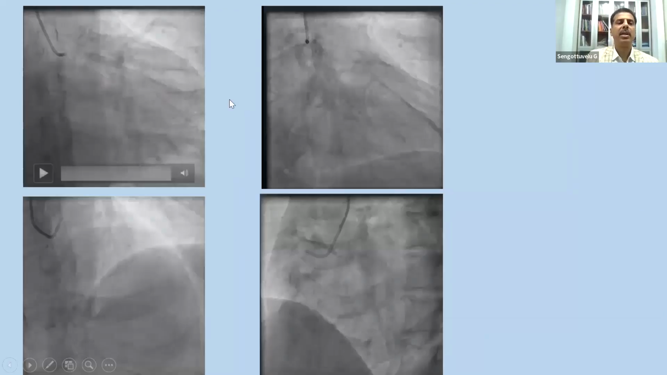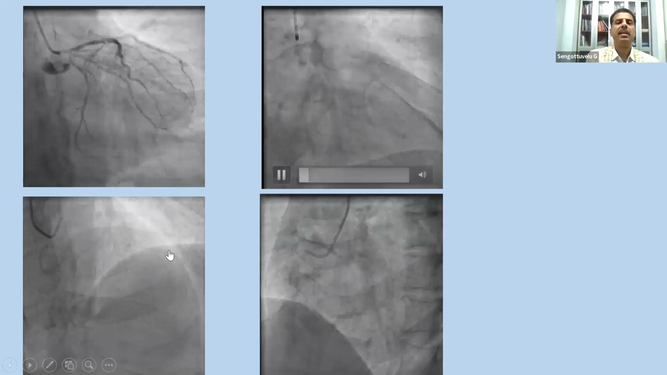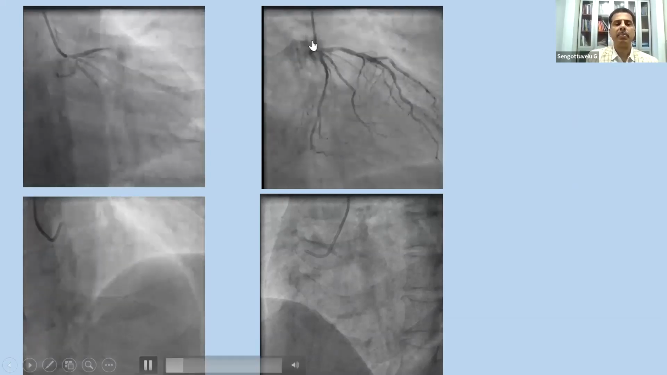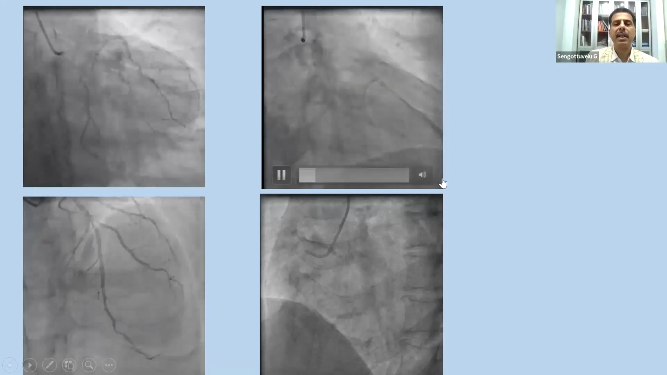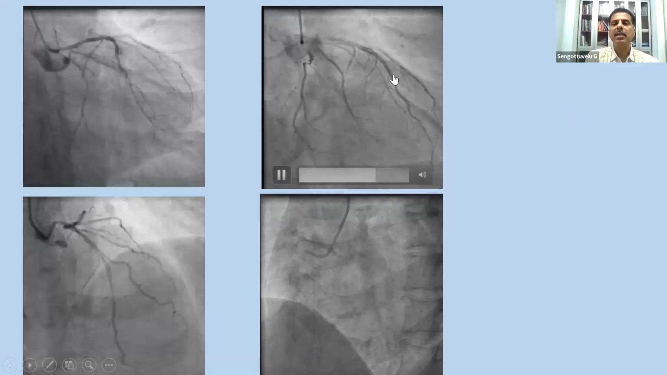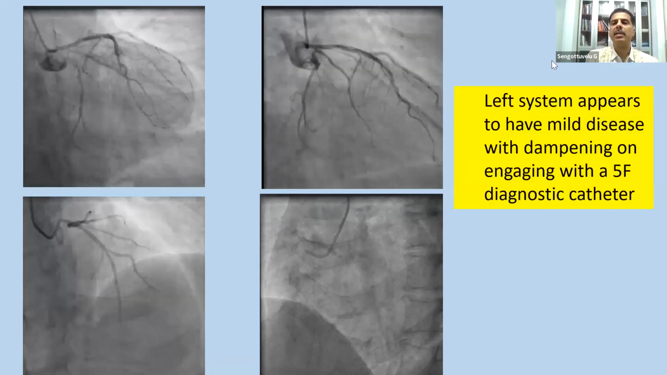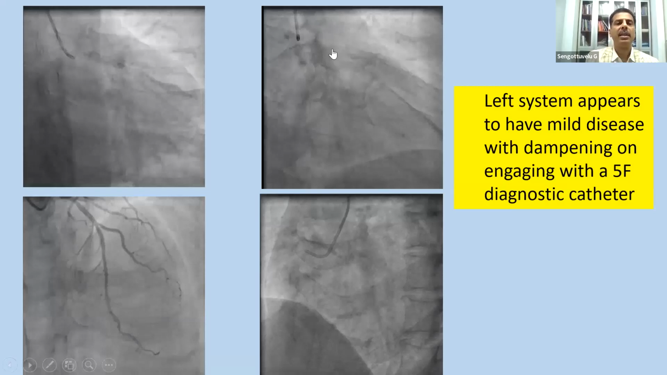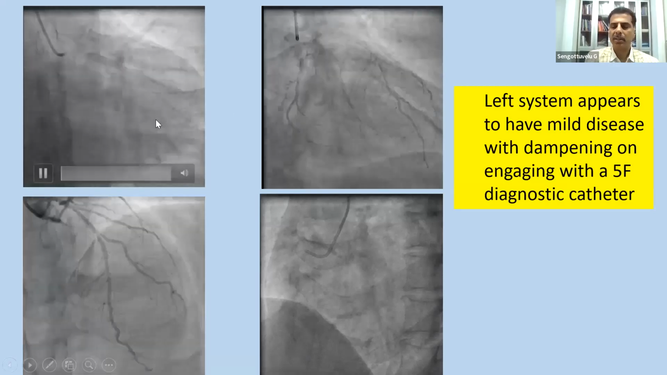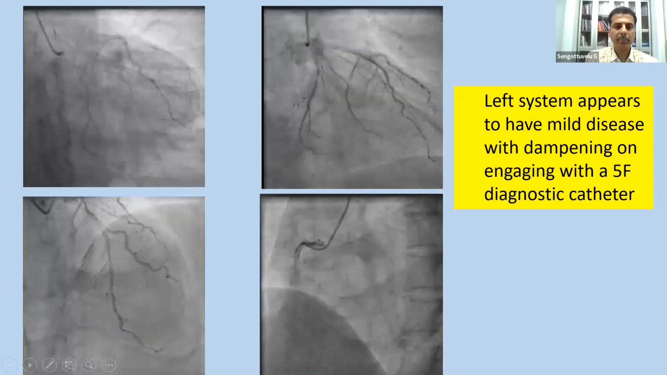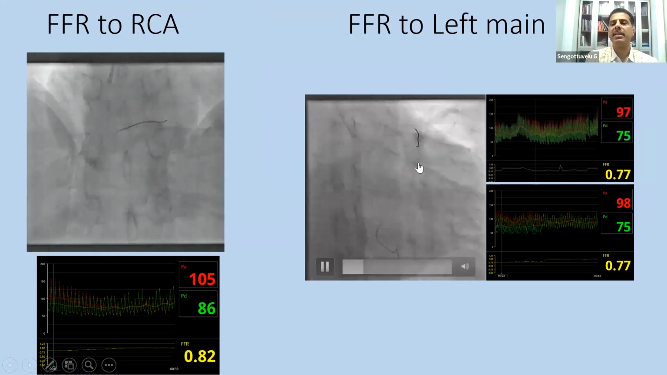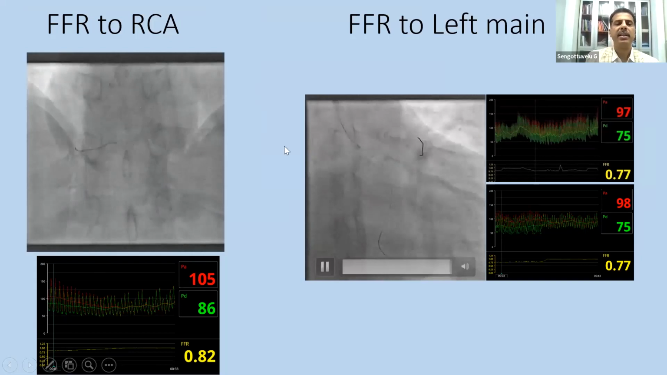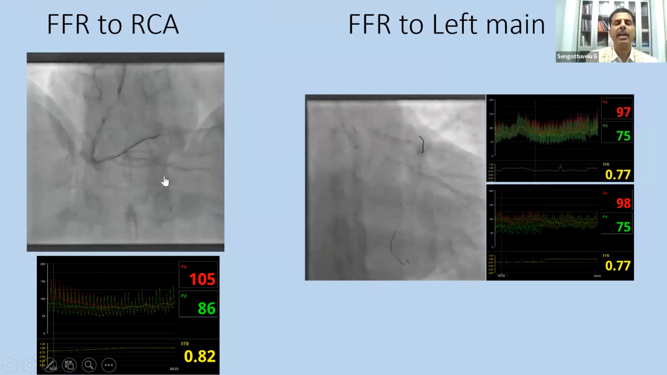However, when the angiogram was done, if you carefully look at it, though it doesn't appear to have any significant lesions in the left system, the left main appears to be slightly smaller compared to the LAD. So we have to make sure that we do not miss any left coronary lesion, and also there is some damping of the catheter. So he was subjected to FFR, which showed a significant disease in the left main with an FFR of 0.77, both in the circumflex and the LAD. So which shows that the left main is significant, and the right coronary artery FFR of 0.82, which again shows it's not significant.